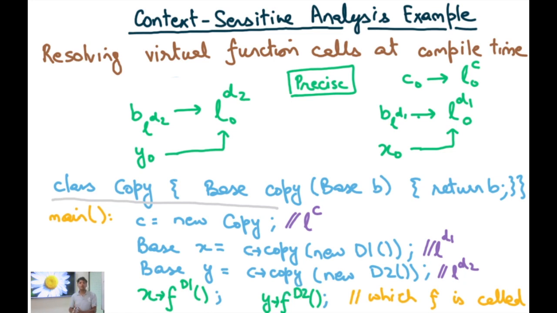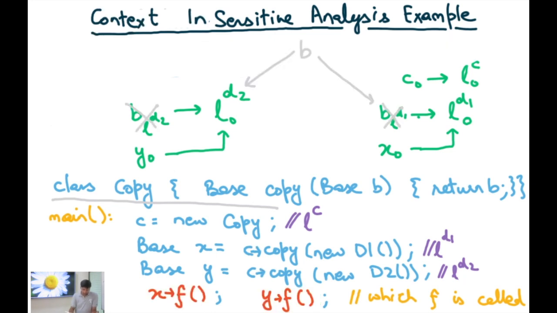Okay, so this is an example of context sensitive pointer analysis being used to resolve virtual functions at compile time. Now I just want to say that if I was instead using a context insensitive analysis, then the results would have been imprecise, and we can just see why. If the context was insensitive, then I wouldn't have versioned B based on the call site. Recall that I was basically versioning B in two ways, B LD1 and B LD2, depending on which call site I was called from.